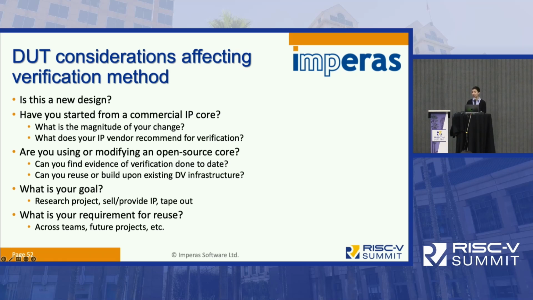The first consideration is the processor itself. Is it a new design? And this is very significant. If you're starting from scratch, you really can't assume that anything is working correctly. Are you extending a commercial IP core? If so, you should consider what you have changed and what areas your changes impact. You can also ask your IP vendor what they recommend for verification.